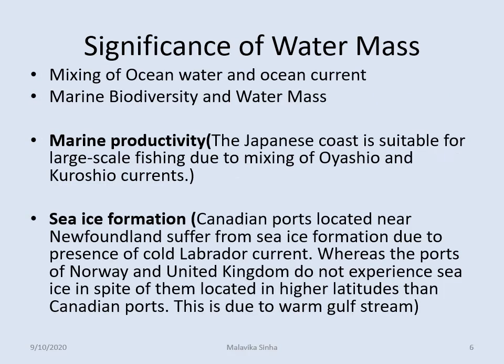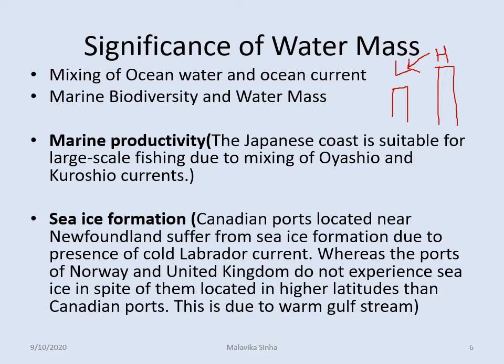Now, the significance of water mass. Water mass is very important for oceanic circulation and ocean currents. We are all familiar that in the case of atmospheric phenomena, there is always a high density zone. Suppose this is the high density zone and the low density zone. There is also a flow of air from the high to the low.